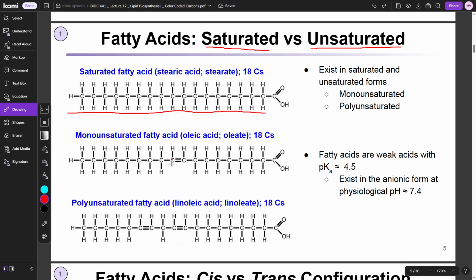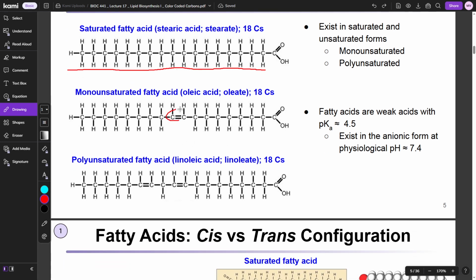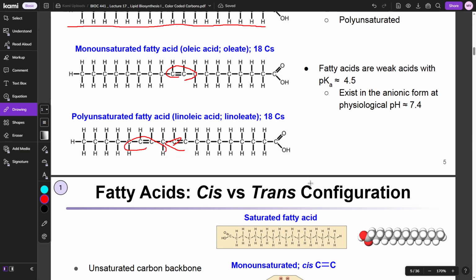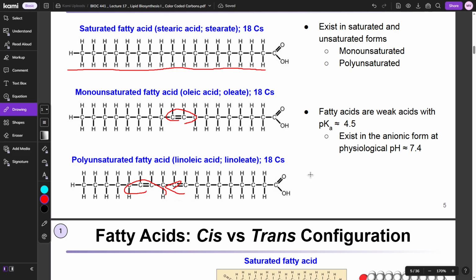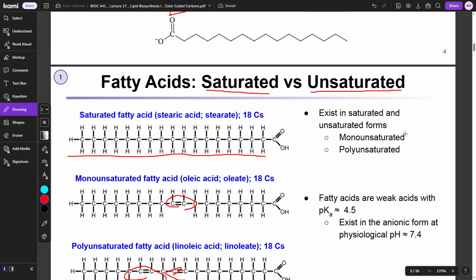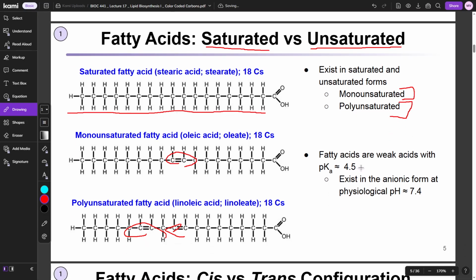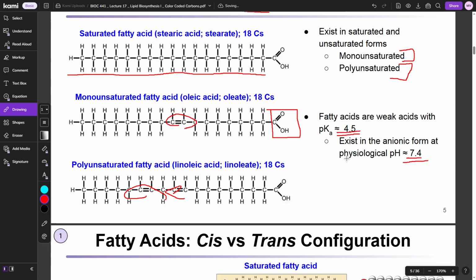There's also polyunsaturated fats. This only has one double bond, but you could have two double bonds, you could have three, you could have four. You can have as many as you really want. So there's monounsaturated, so only one double bond, and polyunsaturated. And these fatty acids are weak acids, and that should make sense because this is the head group, which is a carboxylic acid. They have a pKa of 4.5, which is acidic compared to the physiological pH of around 7, so they're going to be negatively charged at physiological pH.